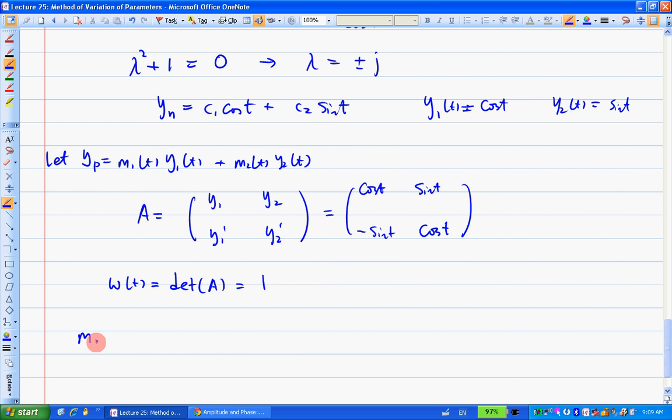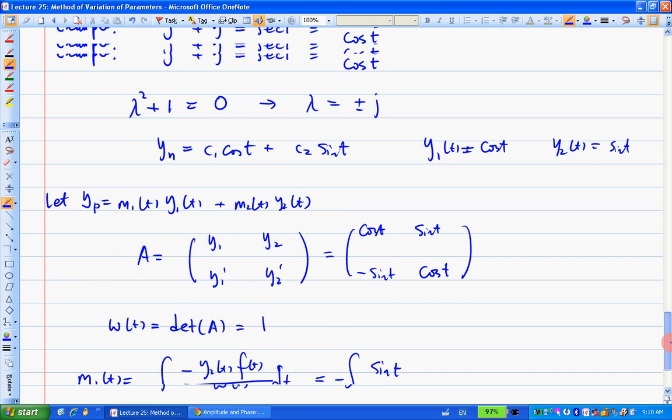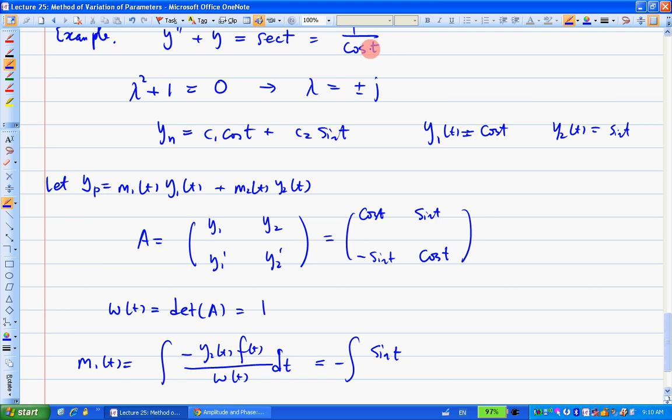So m1 is the integral of y2 over W(t). W(t) is 1 and y2 is sine, so take out the sine in here. f(t) is 1 over cosine, dt. Okay.